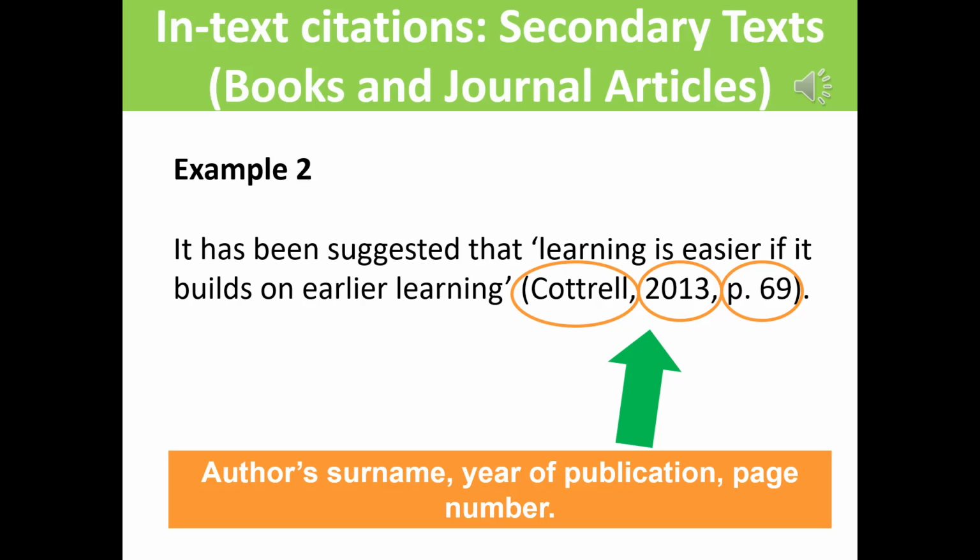So here's another example. It has been suggested that learning is easier if it builds on earlier learning. I haven't already mentioned the author's last name in this sentence, so that goes first in the brackets, and it's just their surname. We don't need any initials or their full name. So Cottrell, comma, then the year of publication, comma, and then the page number. And again, use that format on the slide, P.69 before you close the brackets.